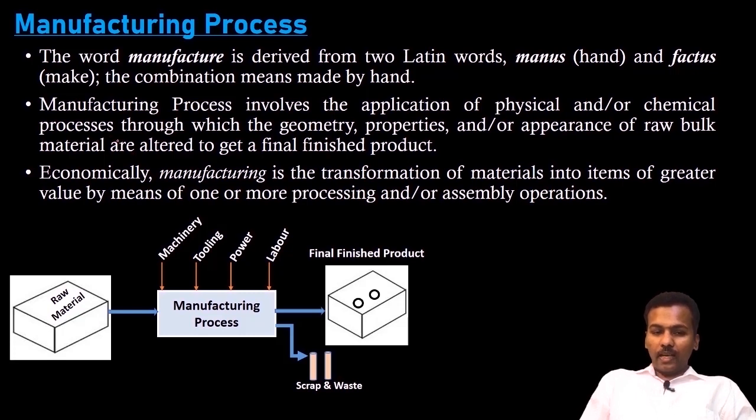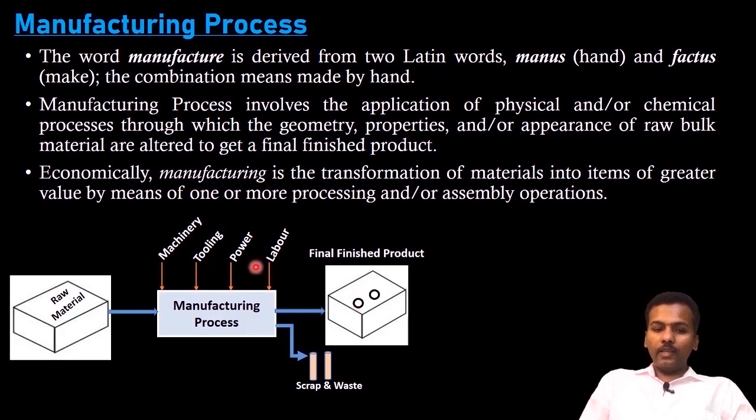This definition can be more clearly understood by the figure here. As you can see from this figure, a raw material is here, suppose that surface is a rough one, and finally we desire a product having two holes and a finished surface. So naturally we have to remove the extra material from the surface to maintain a good surface finish, and further remove the material so that a cylindrical hole can be created.